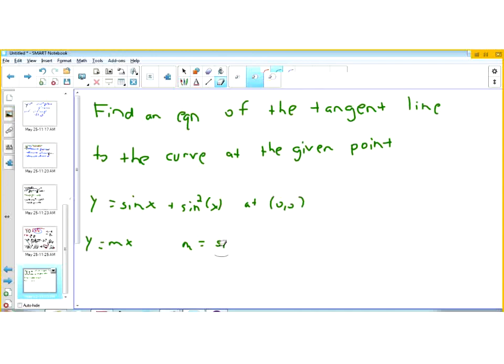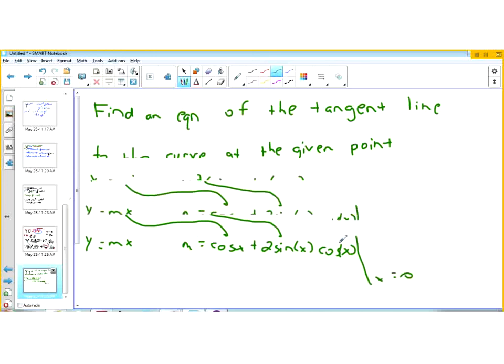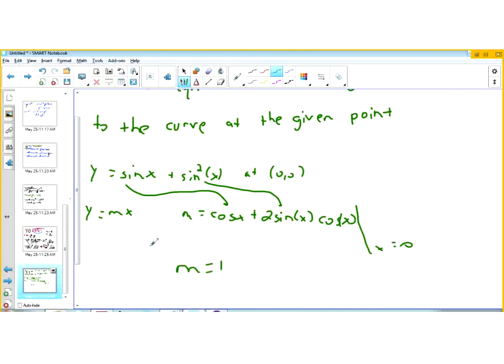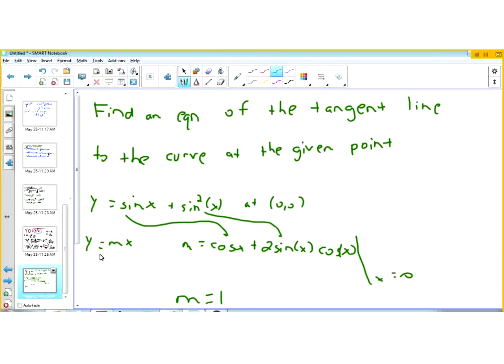The derivative of this function would be cosine x, taking the derivative of that term, plus 2 sine x times cosine x, because that would be the derivative of that term. Then we evaluate it at x equals 0. So m is equal to 1, and y equals x is the equation of the tangent line to this graph at the origin.